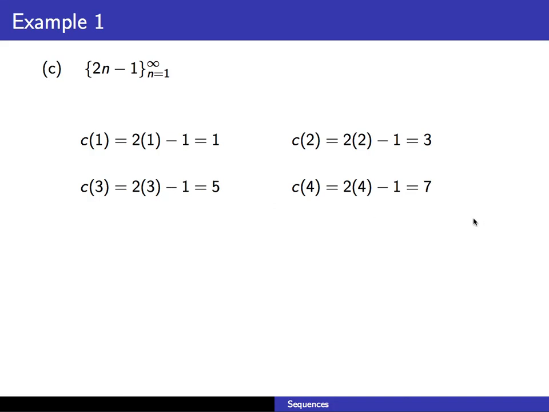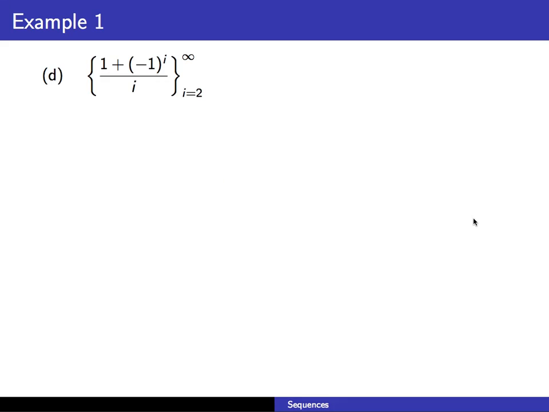where you're starting. All right, part D, we have 1 plus negative 1 to the i power over i. This time we're going to start with i equals 2. Now, again, this i does not mean the imaginary i, the square root of negative 1. It's just the variable that we're using for our index. So we're going to start this time with i equals 2, plugging in a 2.